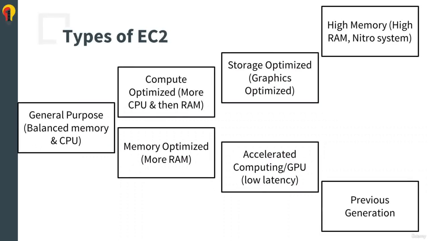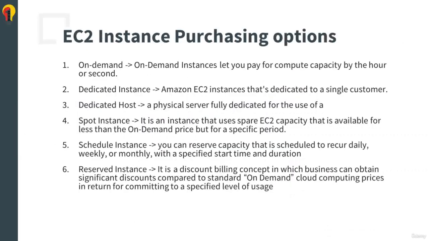EC2 instance purchasing options. There are 6 types of purchasing options. First is the on demand. On demand, as you already know, is pay as you go pricing. On demand instances, you pay for compute capacity by the hour or second. Dedicated instances. Amazon EC2 instances that run in a VPC on hardware that's dedicated to a single customer.